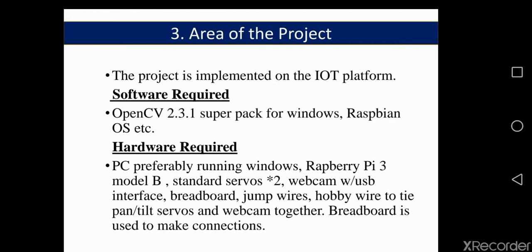Hobby wire is used to tie the pan and tilt servos as well as the webcam together. Breadboard is generally used to make the connections. Here I am using servos. A servo motor is a rotary actuator or a linear actuator that allows for precise control of angular or linear position, velocity and acceleration. It consists of a suitable motor coupled to a sensor for position feedback.